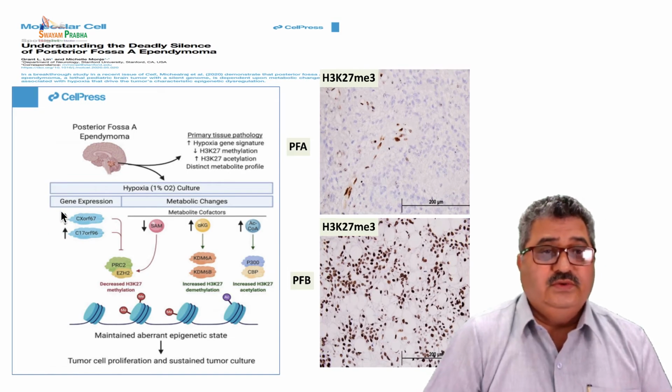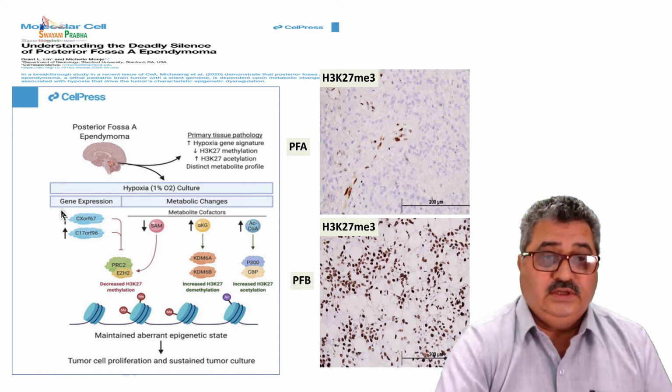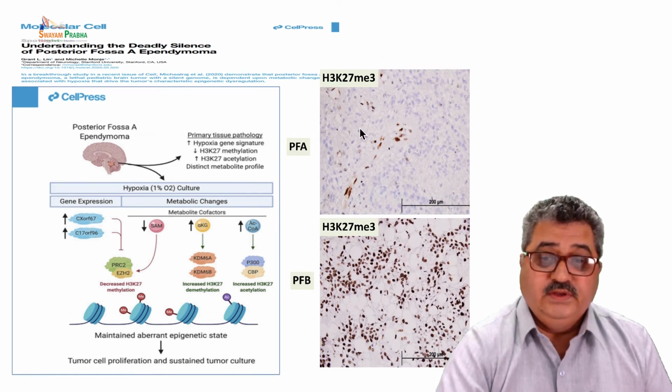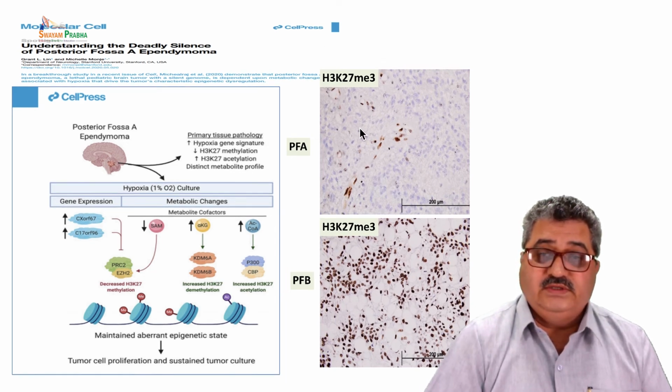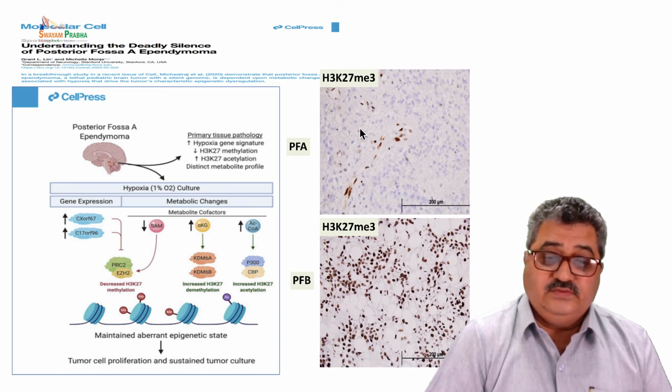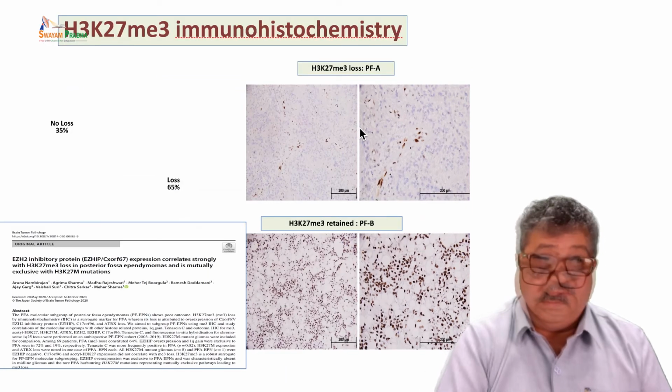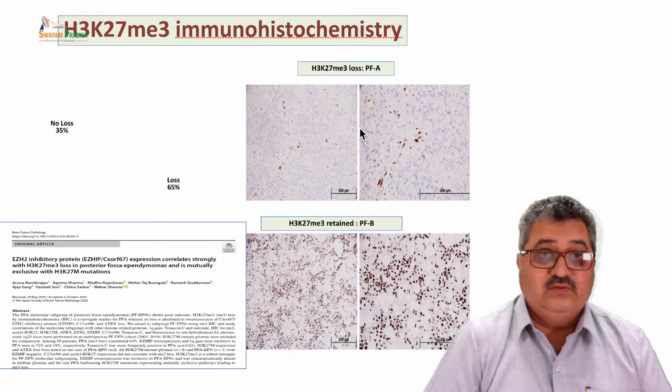Now it has been shown that these pediatric type ependymomas of the posterior fossa show overexpression of the hypoxia gene signature, which leads to less methylation of H3K27 and more acetylation, and that is the reason that me3 is lost. So at the moment this antibody is available. The H3K27me3 is very important for the classification of posterior fossa tumors into A and B, rather than doing FISH studies for 1q gain.